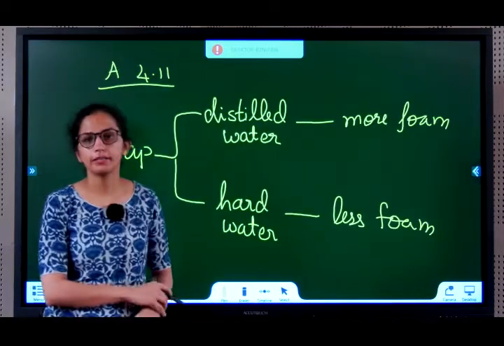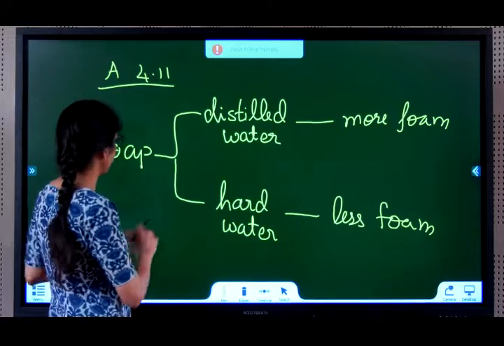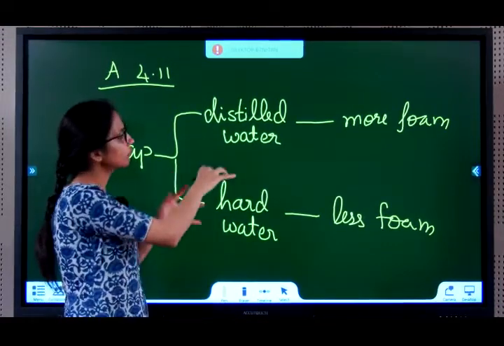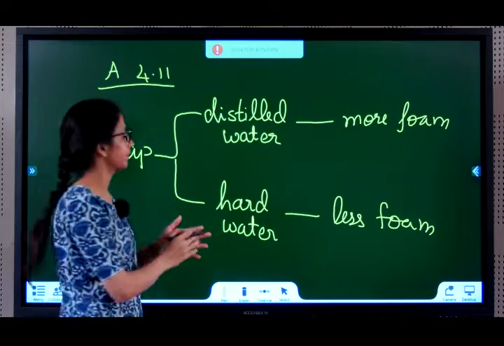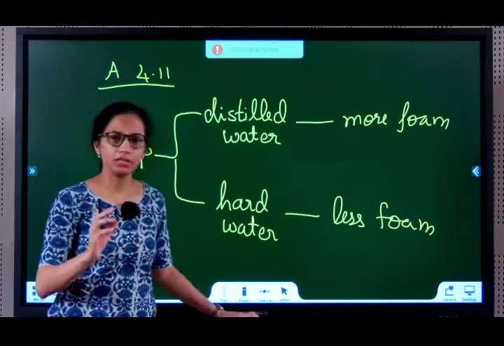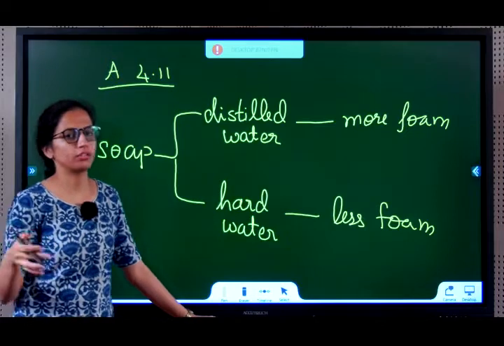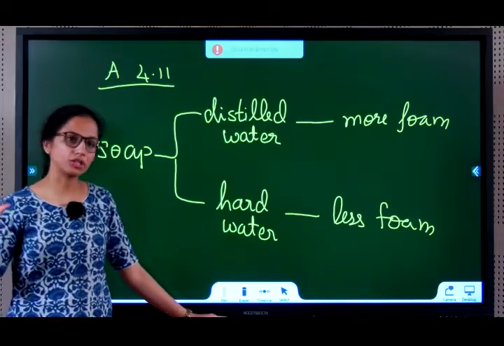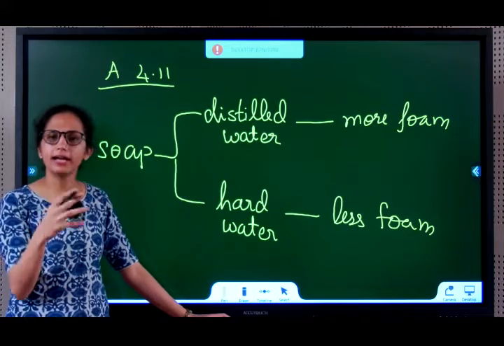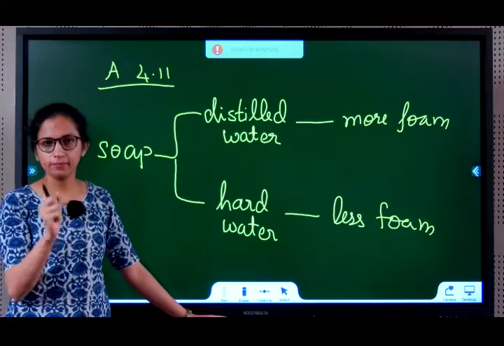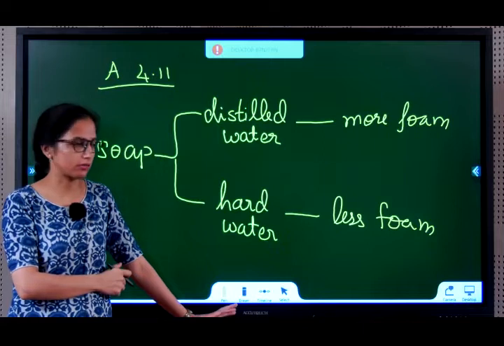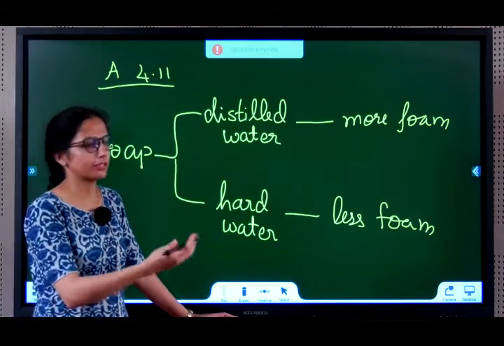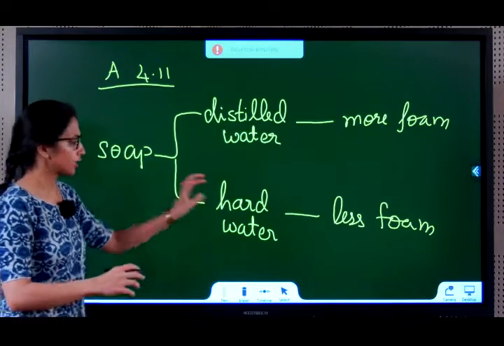Activity 4.1. So we take soap and we add it to distilled water, pure water, and we take soap and we add it to hard water. Hard water is the water that you get in your house on the regular taps, not the drinking water that you have a separate connection for. This hard water has a few salts mixed in it, usually calcium and magnesium salts, in the form of sulfates or something. So there are salts in this hard water.